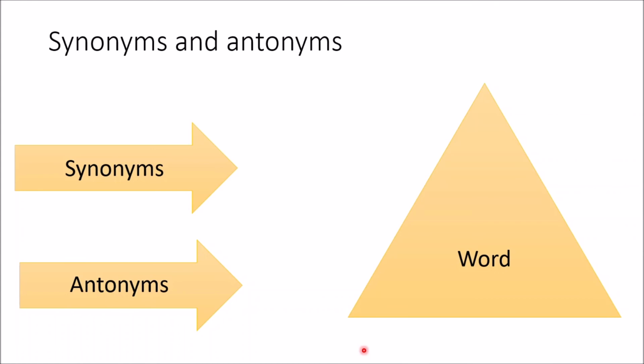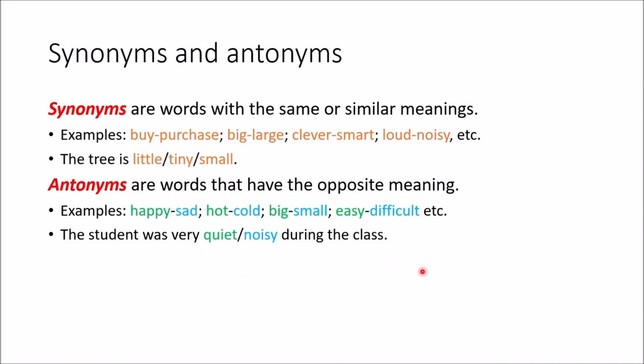Synonyms and antonyms are the other process of word formation. So we have synonyms and antonyms to form new words. Synonyms are words with the same or similar meaning. We have the examples here: to buy or purchase, big or large, clever, smart, loud or noisy, etc. So all of these can replace each other. The tree is little. The tree is tiny. The tree is small. So it's up to you which context you want to use according to the example.